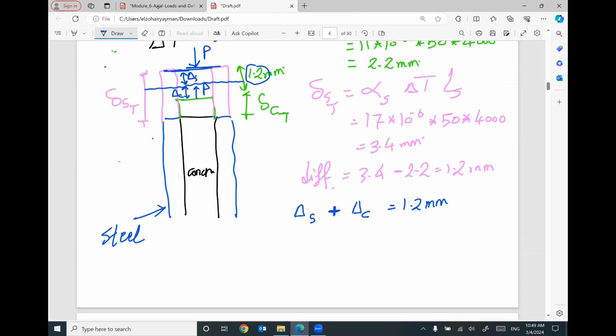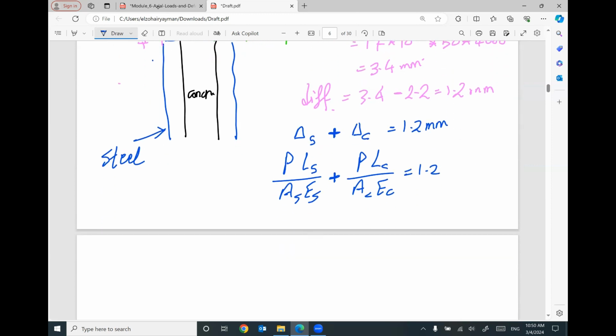Keep in mind, the steel moved down due to the effect of the applied force P: P L steel divided by area steel, E steel, plus delta concrete. We are talking right now about a force P. So P in the concrete, the same P, L concrete divided by A concrete, E concrete, equals 1.2. Go ahead and put your numbers.